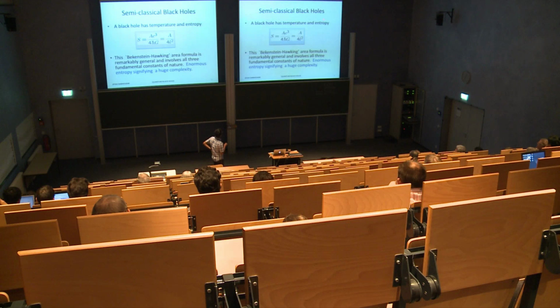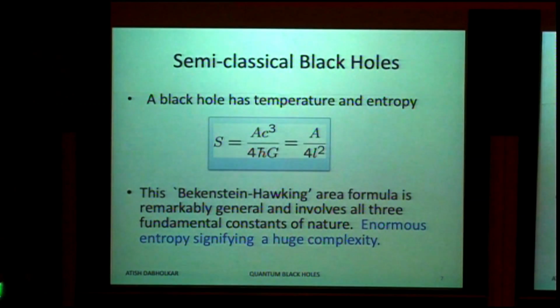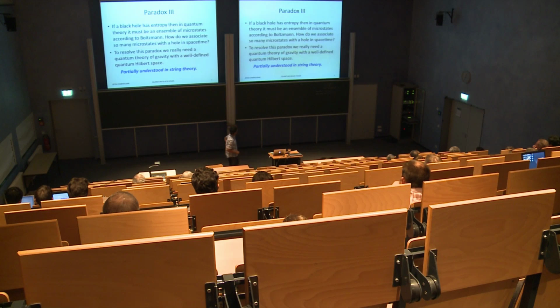So the semi-classical black hole, the one main thing that we want to take away from it is that it has temperature and entropy. And as we know, this famous formula, the Bekenstein-Hawking formula, that the entropy is given by this beautifully universal formula, which depends only on the area and all the three fundamental constants of nature. It's a remarkably general formula, and therefore the black hole, because it has enormous entropy, it signifies a huge complexity. So even though the classical black hole started out being simple, the semi-classical black hole is extremely complex.